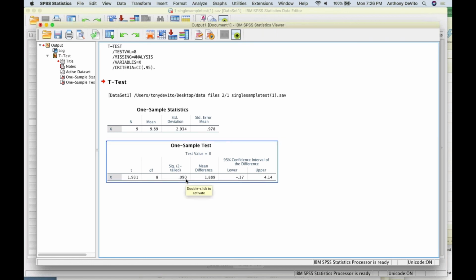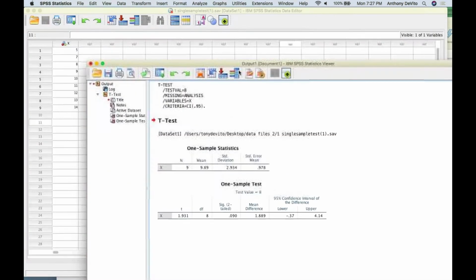The significance two-tailed is the same as what we call the p-value, or the probability of getting that extreme a value if the null hypothesis is true. In other words, in a sense, the probability we'd be wrong if we reject the null hypothesis. We want that significance, that probability of being wrong, to be less than 5% in order to reject the null hypothesis. Okay, so it's 9%. So we can't reject the null hypothesis.